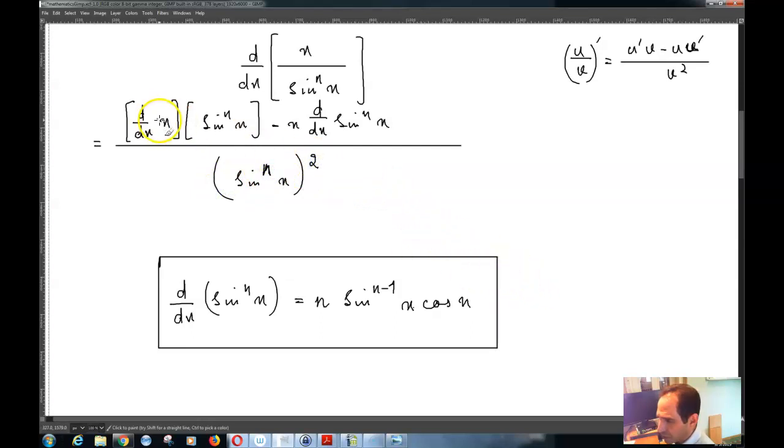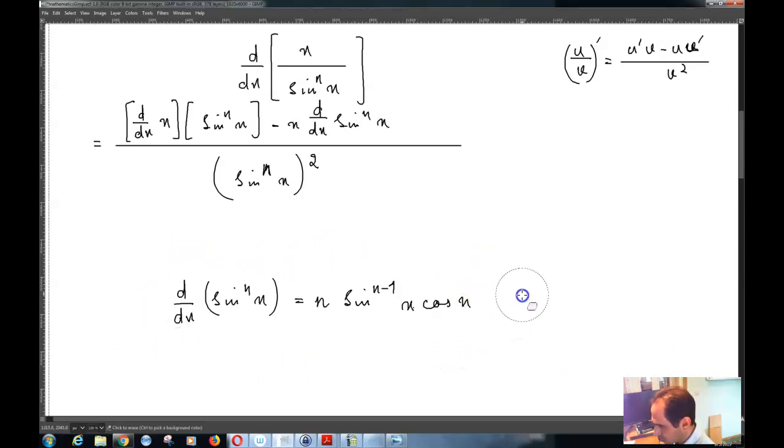So you can write this as, so d by dx of sine raised to power n of x is equal to n times sine raised to power n minus 1 of x times cos x. Okay, I have to erase it really, but for now I can keep it over here. Let's see what happens.